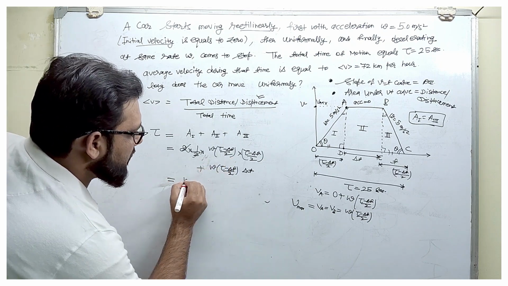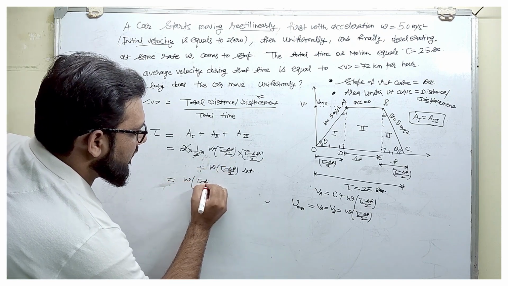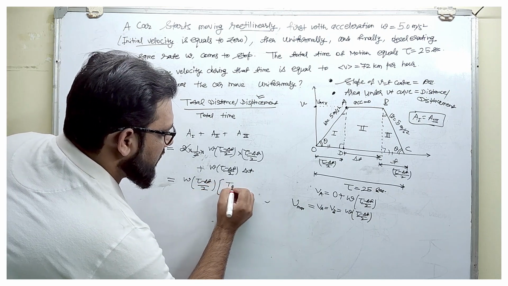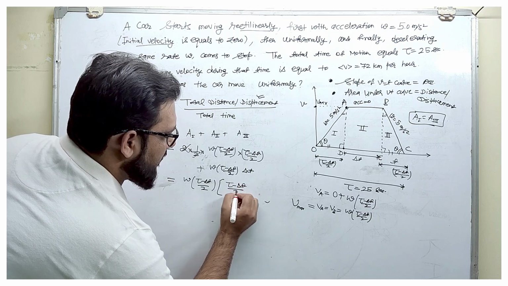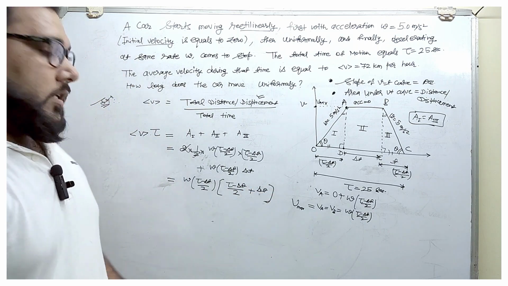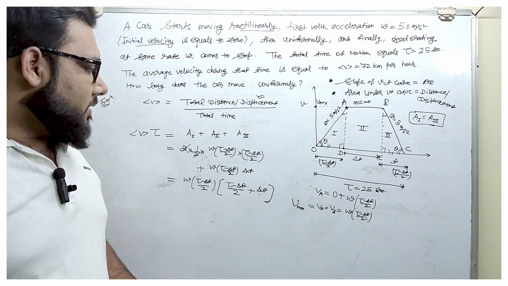In this expression I am taking common omega into tau minus delta t divided by 2, and inside the bracket that will come out to be tau minus delta t divided by 2 plus delta t. Is it okay guys? Up to here everything is clear.